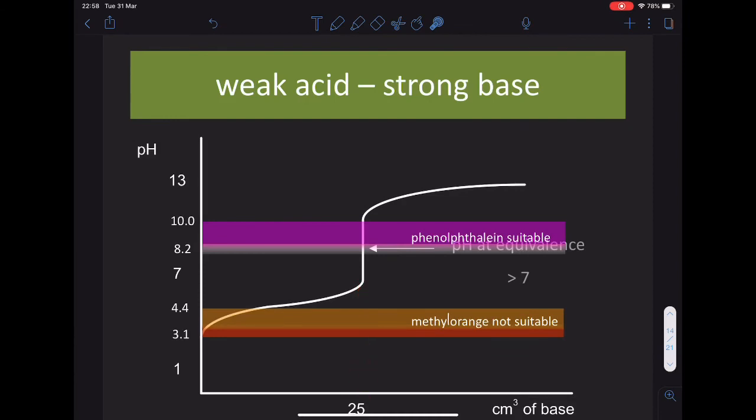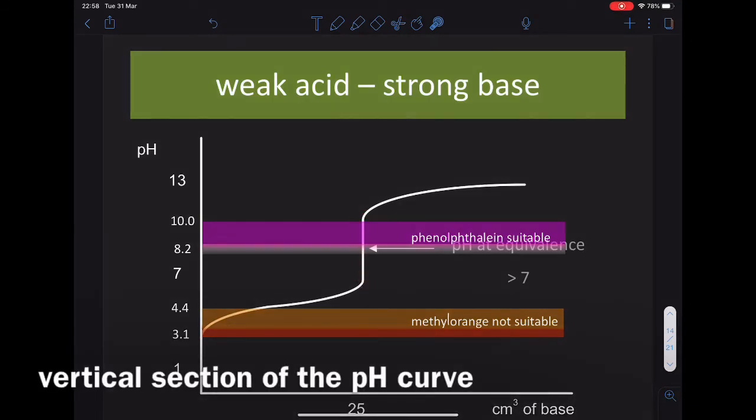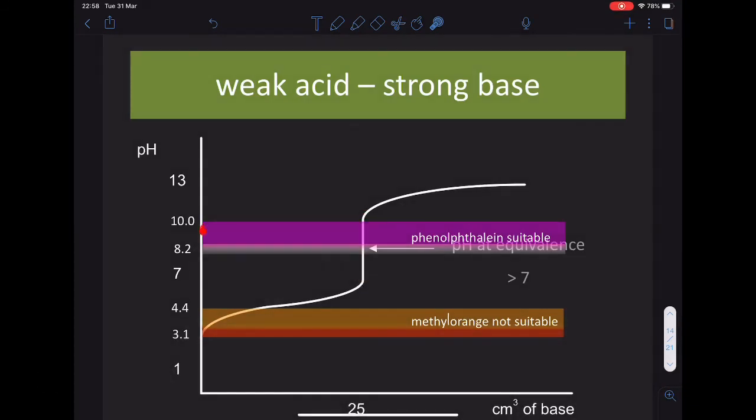So this indicator is not suitable for this pH curve, and we can see that because the range of the indicator does not fit within the vertical section of the pH curve, whereas phenolphthalein has a range that fits within the vertical section of the pH curve, so would be suitable as an indicator for this titration.